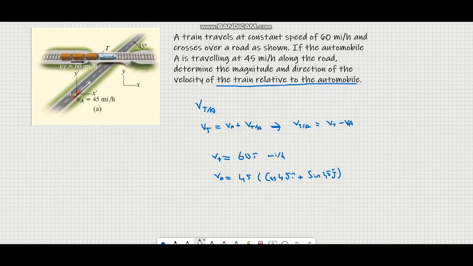Okay, if we plug into this equation, v T over A is equal to 60, and then we put minus, right? Minus 45 cosine 45. This is regrouped in the x direction, which is the positive x direction, so it is i. Then plus, there is no j direction here. Okay, then it's just minus, because we are subtracting A, so minus 45 sine 45, and this one is in j.